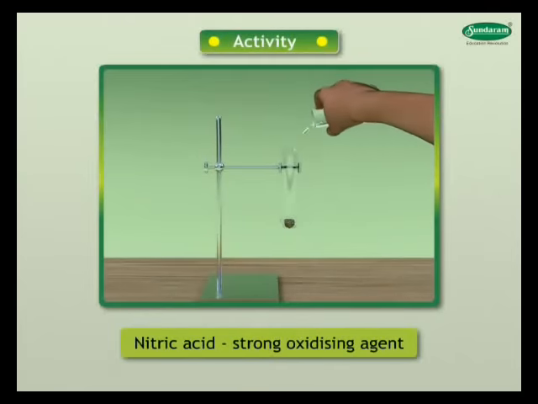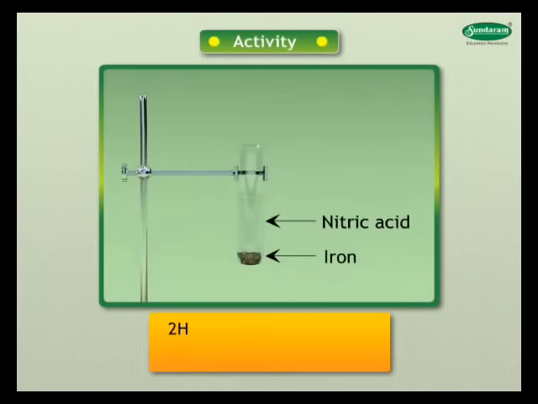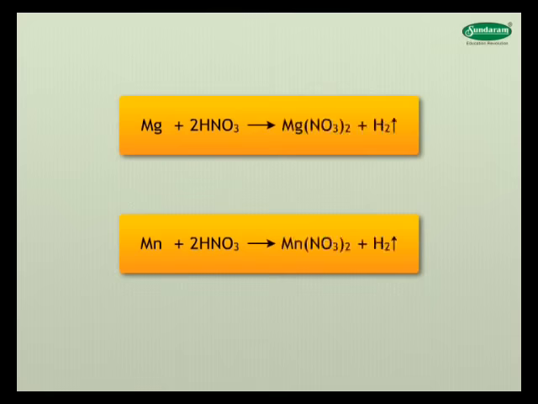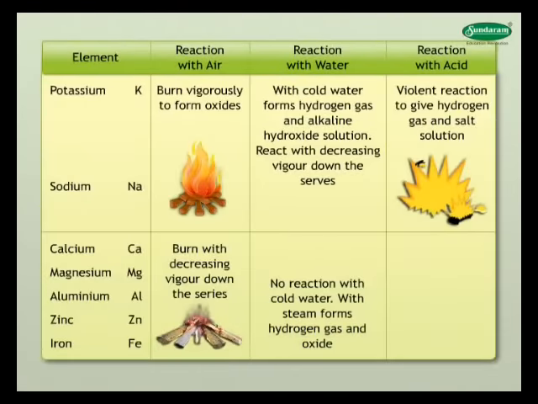Hydrogen gas is not evolved when a metal reacts with nitric acid, as it is a strong oxidizing agent. It oxidizes the hydrogen produced to water and itself gets reduced to any of the nitrogen oxides N2O, NO, NO2. But magnesium and manganese react with dilute HNO3 to evolve hydrogen gas. Look at this table. It summarizes the reaction of metals with air, water and acids.